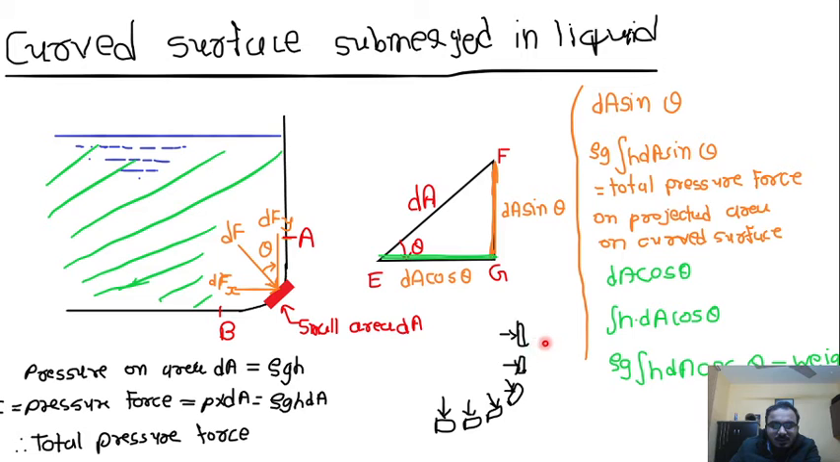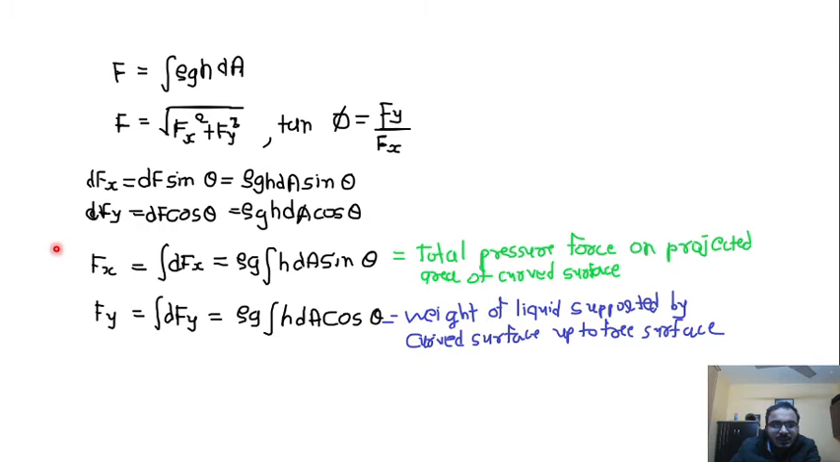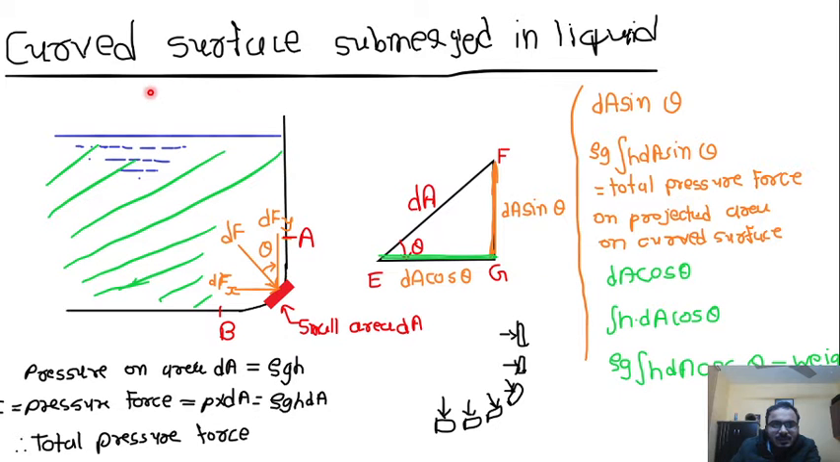Here the force is not the same at each small section, so we cannot directly integrate it. So we took the force components, that is Fx and Fy, and integrated them. In this way we calculated the force for a curved surface submerged in a liquid.